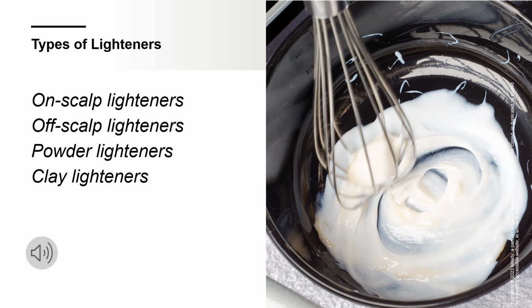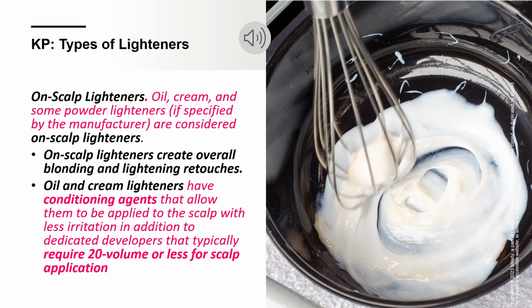Types of lightener: on-scalp lighteners, off-scalp lighteners, powder lighteners, and clay lighteners. Oil, cream, and some powder lighteners, if specified by the manufacturer, are considered on-scalp lighteners. On-scalp lighteners create overall blonding and lightening retouches. Oil and cream lighteners have conditioning agents that allow them to be applied to the scalp with less irritation, in addition to dedicated developers that typically require 20 volume or less for scalp application.